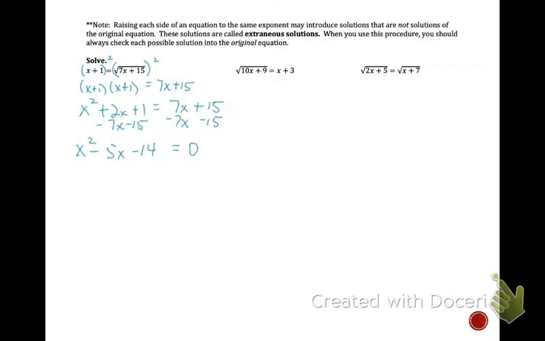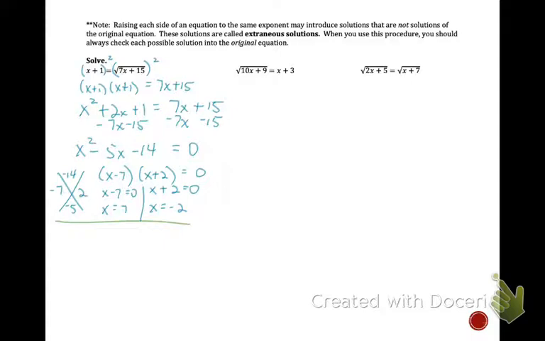So lots of options to solve. Let's see if it factors. Two numbers that multiply to give us negative 14 and combine to give us negative 5. So negative 7 and 2. So it will factor as x minus 7 times x plus 2. So our two potential solutions are x equals positive 7 and x equals negative 2. We need to check both of those one at a time.